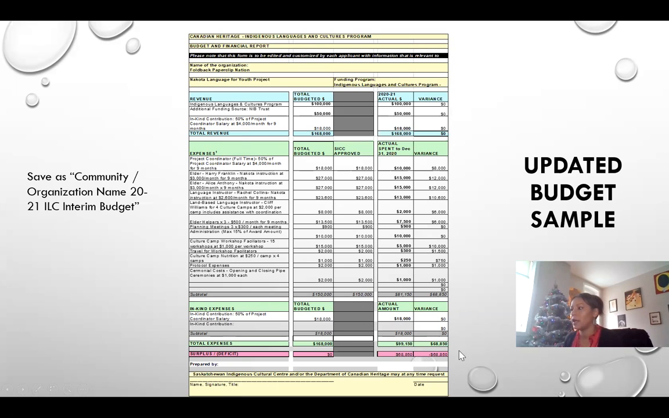I'll see now that I have $68,858 left in my budget to spend on these different items here in the expenses. Again, please send this in an Excel document. If you would like a PDF version back, please let me know and I'll make sure to send it back that way to you.